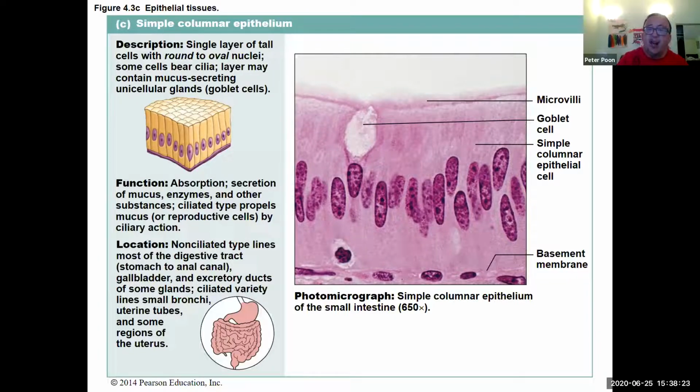The other type of cell that you will see in this type of tissue are things called goblet cells. Goblet cells secrete mucus, or better yet, they secrete mucin, which when you add to water, you get mucus.